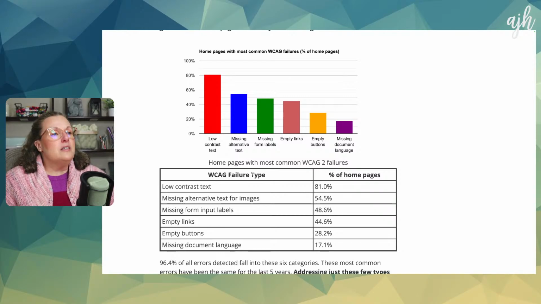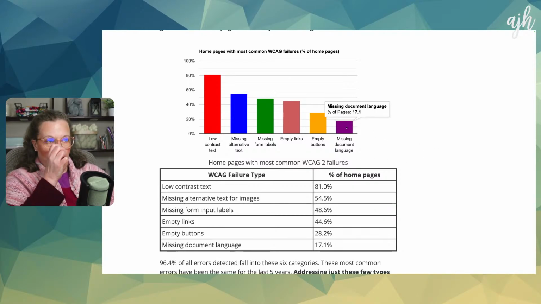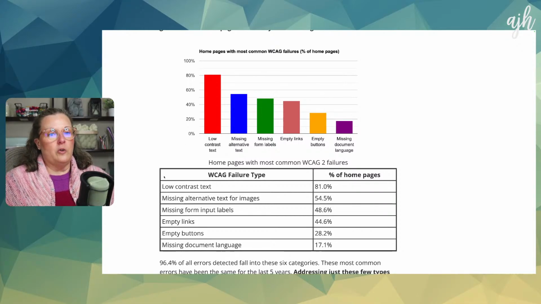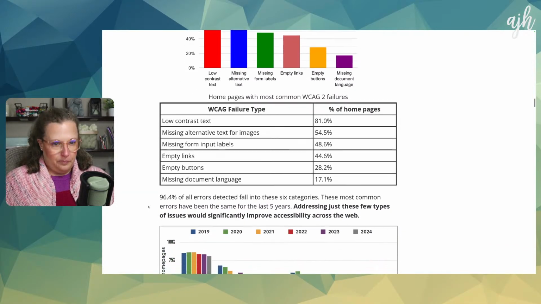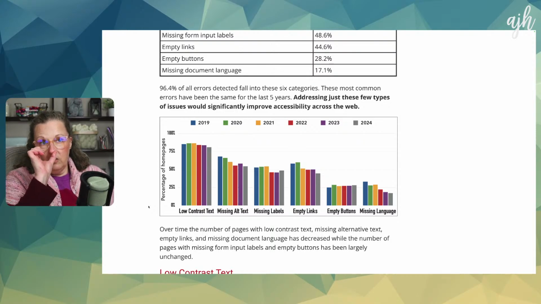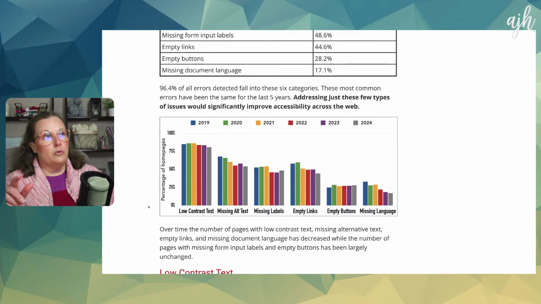And then missing document language. This to me is the most surprising, that 17.1% of pages had missing document language. And so we're going to go through each of these things and talk about them. And look at how consistent these 6 categories have not changed over the last 6 years. So 2019 is when they started doing this.